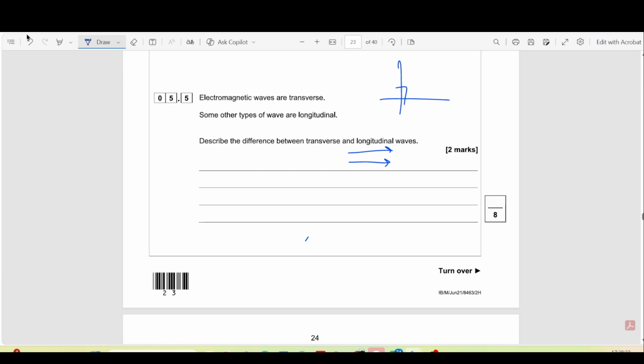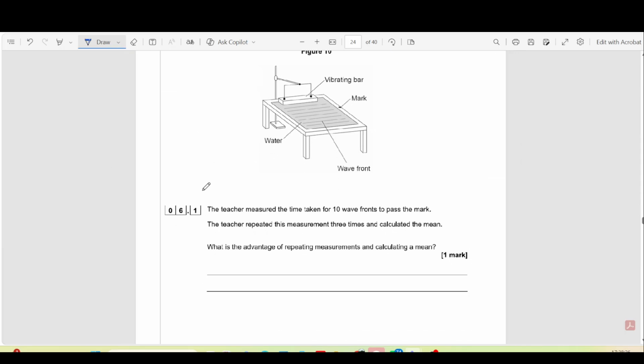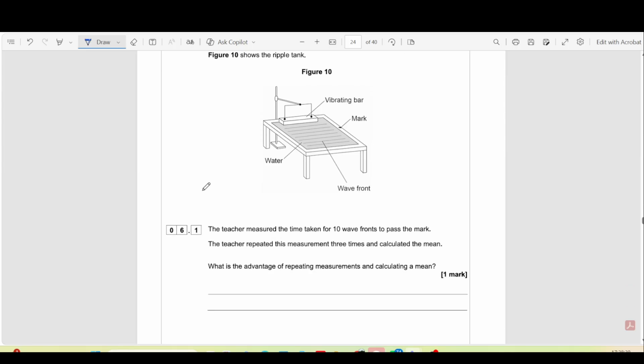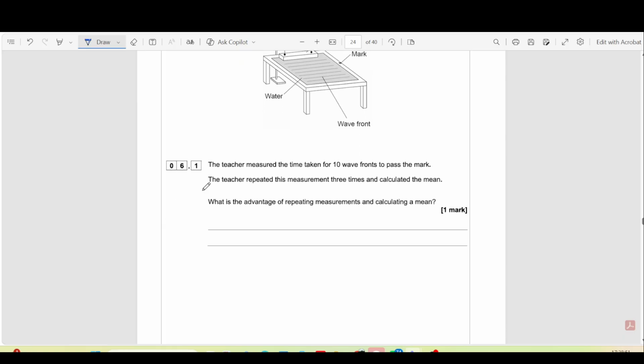Teacher demonstrated some waves using a ripple tank. The teacher measured the time taken for 10 wavefronts to pass the mark. Teacher repeated this measurement 3 times and calculated the mean. What's the advantage of repeating measurements and calculating a mean? Increases accuracy of results. Yes, it reduces random errors. You can write this also.